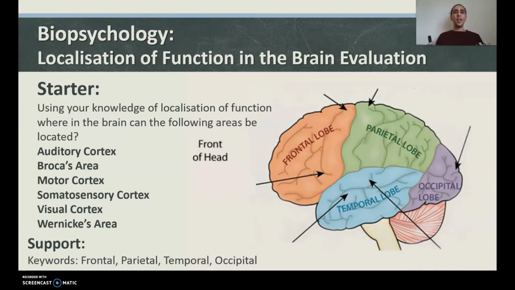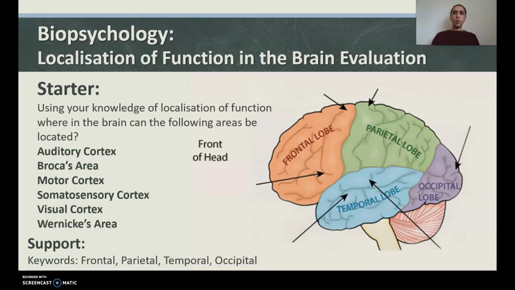We are starting with the starter. We did this activity last lesson, but let's see if you can remember the answers. Using your knowledge of localization of function, where in the brain can the following areas be located? So you've got auditory cortex, Broca's area, motor cortex, somatosensory cortex, the visual cortex, and Wernicke's area. Where can these be found?